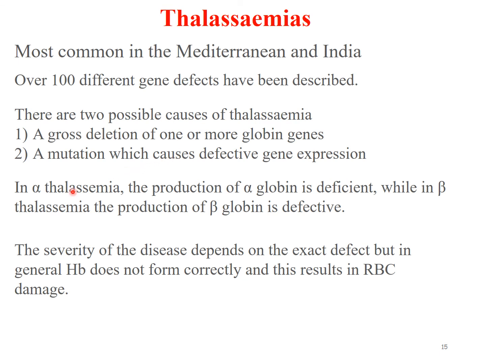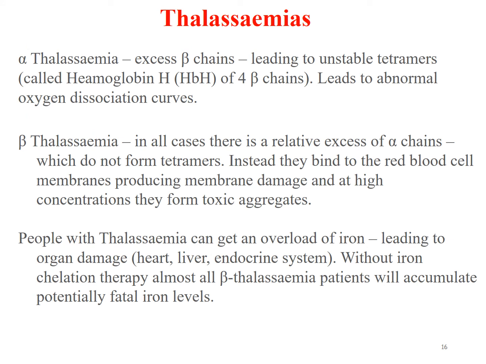So in alpha thalassemia, the production of the alpha globin chain is deficient, while for beta thalassemia, the production of the beta globin chain is deficient as well. So the severity of this disease totally depends on the type of mutation and how many genes have been affected by the mutations. So to give you a better idea of thalassemias, let's look at these several examples.